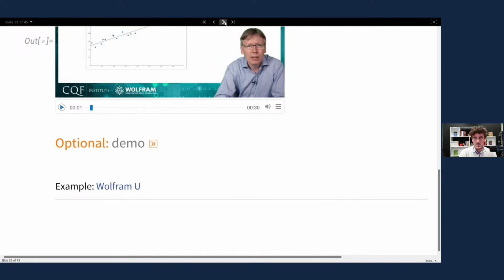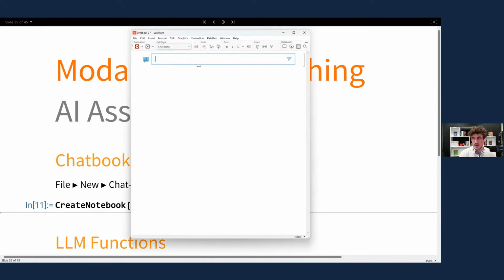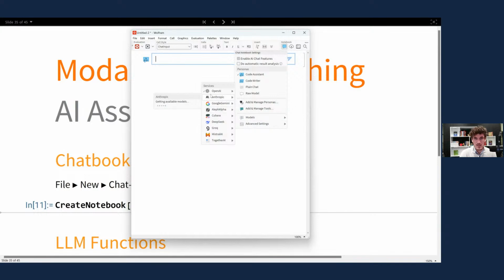Okay, moving on. This is a relatively new development, and whilst this talk is not about AI and large language models, I always like to show it. So I can use this function CreateNotebook and specify that I want it to be chat enabled, and it will open a notebook for me that has this chat box. Because I've connected my Wolfram account with an OpenAI API key, I can call on this LLM. I could have chosen a different LLM, so lots of other LLMs are available. You can see them all here. This tick next to OpenAI just says that my account is configured with them.